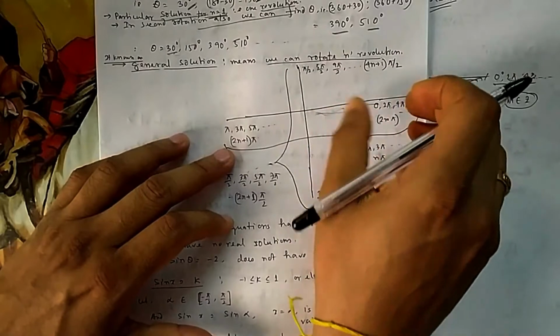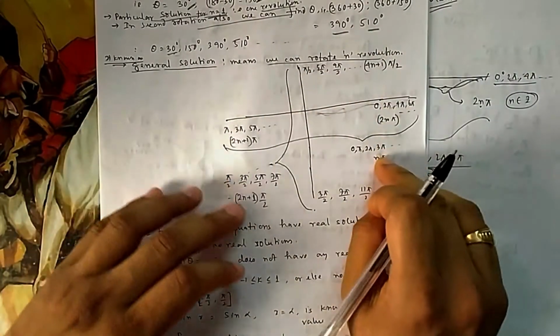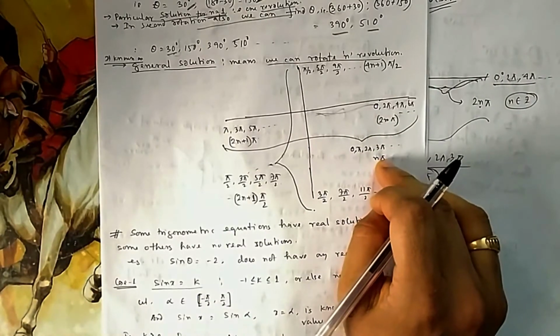Suppose you don't want to segregate right and left, and you need the entire horizontal line, then you can write it as n pi. So this will be needed in coming sections.